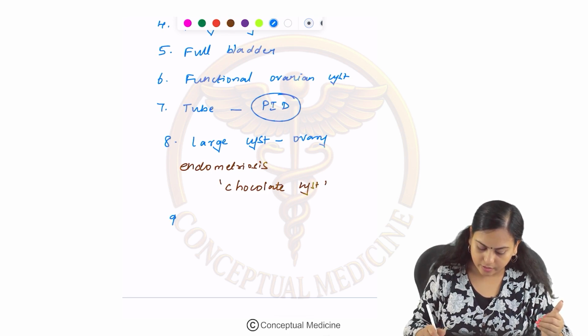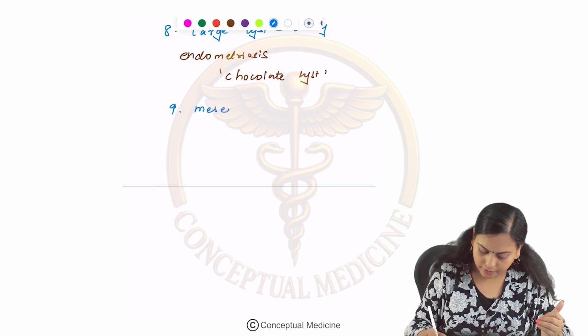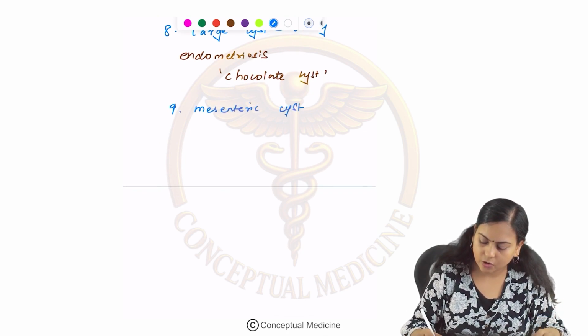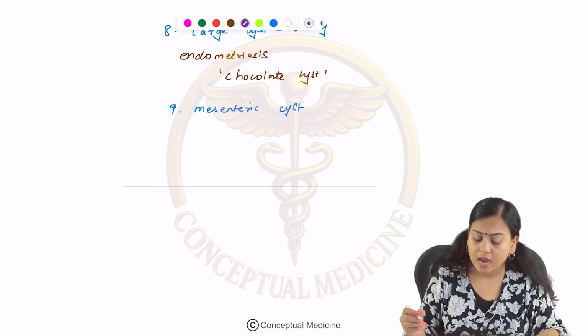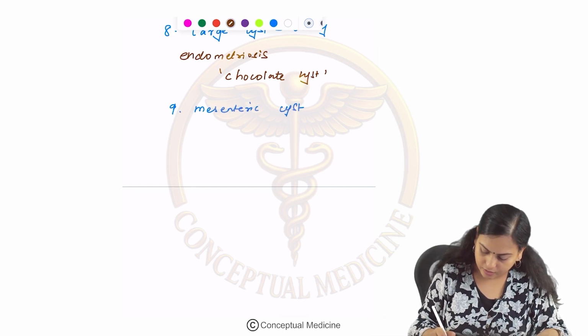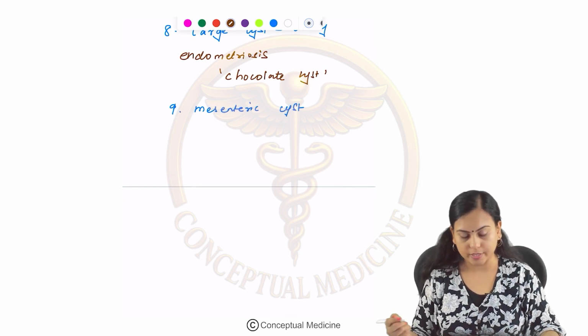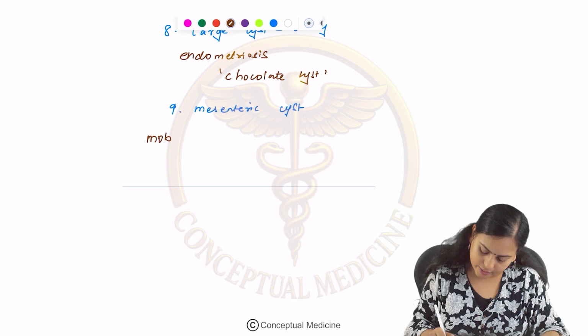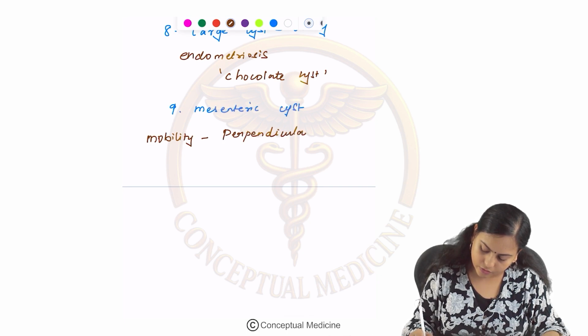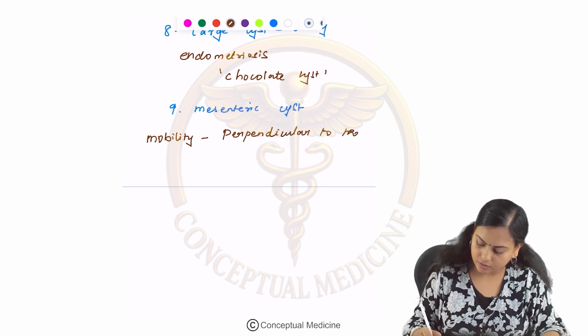Fine. Next one is, don't forget about this, it can be mesenteric cyst also. So, how you can identify mesenteric cyst? A mesenteric cyst is usually cystic in consistency. You have to check for the mobility. So, mobility is usually perpendicular to the mesenteric line.